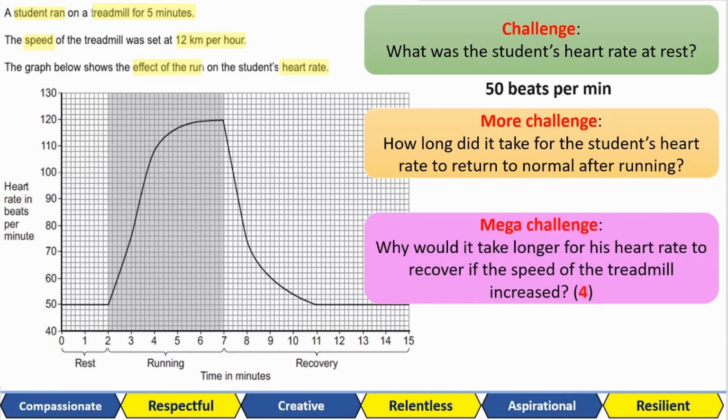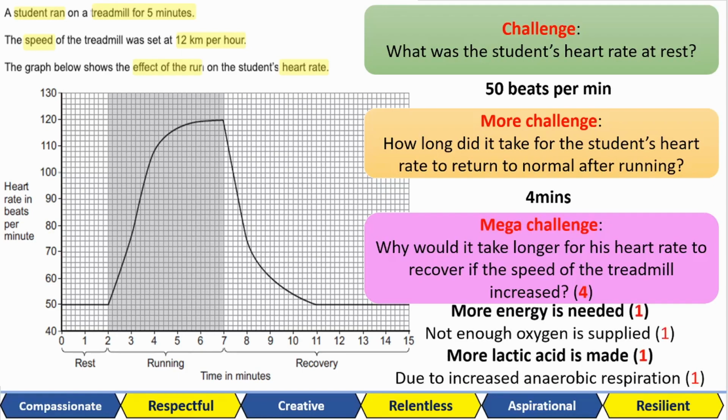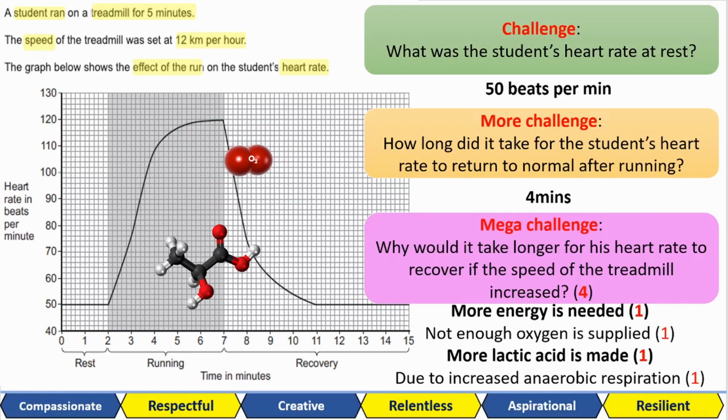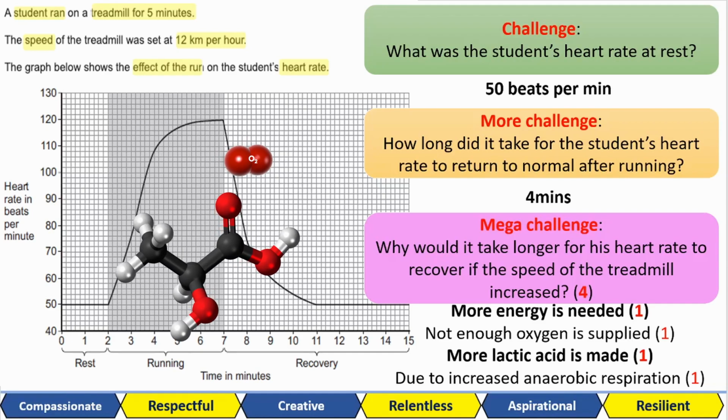The student's heart rate was at 50 beats per minute. It took the student 4 minutes to recover. The reason why it takes longer to recover when the student ran faster is because more energy is needed, but not enough energy is supplied, so lactic acid is made due to an increase in anaerobic respiration.